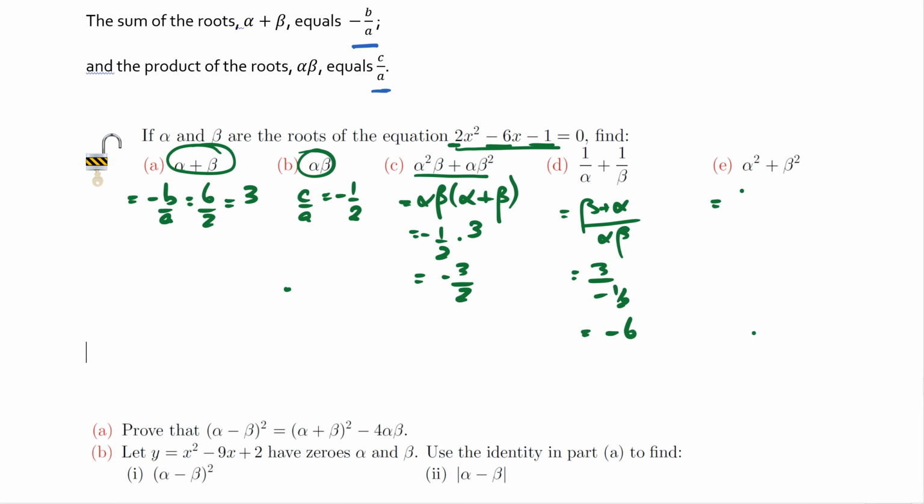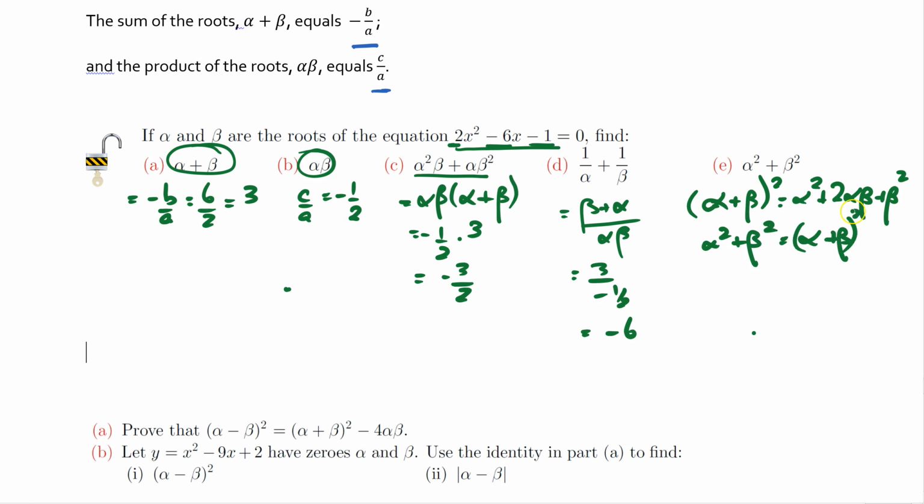And this one here, alpha squared plus beta squared. I think if you remember the example we were working on yesterday in an unrelated area, if I have alpha plus beta all squared, we know that's alpha squared plus 2 alpha beta plus beta squared. So alpha squared plus beta squared is going to equal alpha plus beta, which we know, all squared, minus 2 alpha beta, which we know. So alpha plus beta squared is going to be 3 squared minus 2 times minus a half. So that will give us 9 plus 1, which is 10.